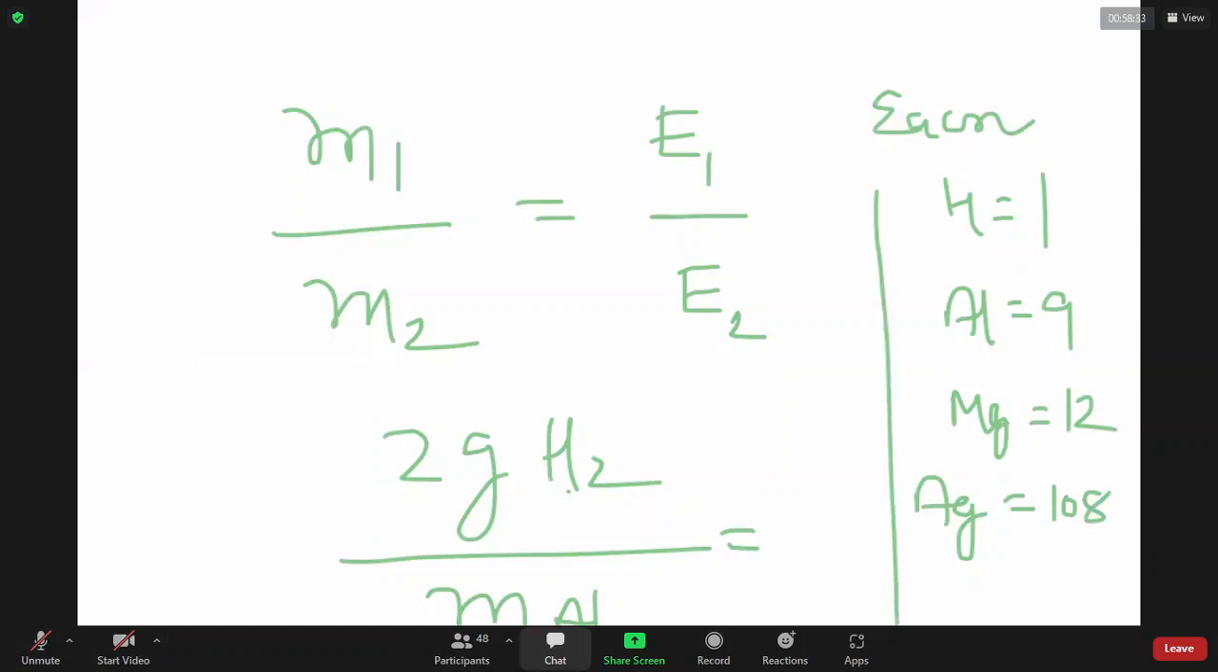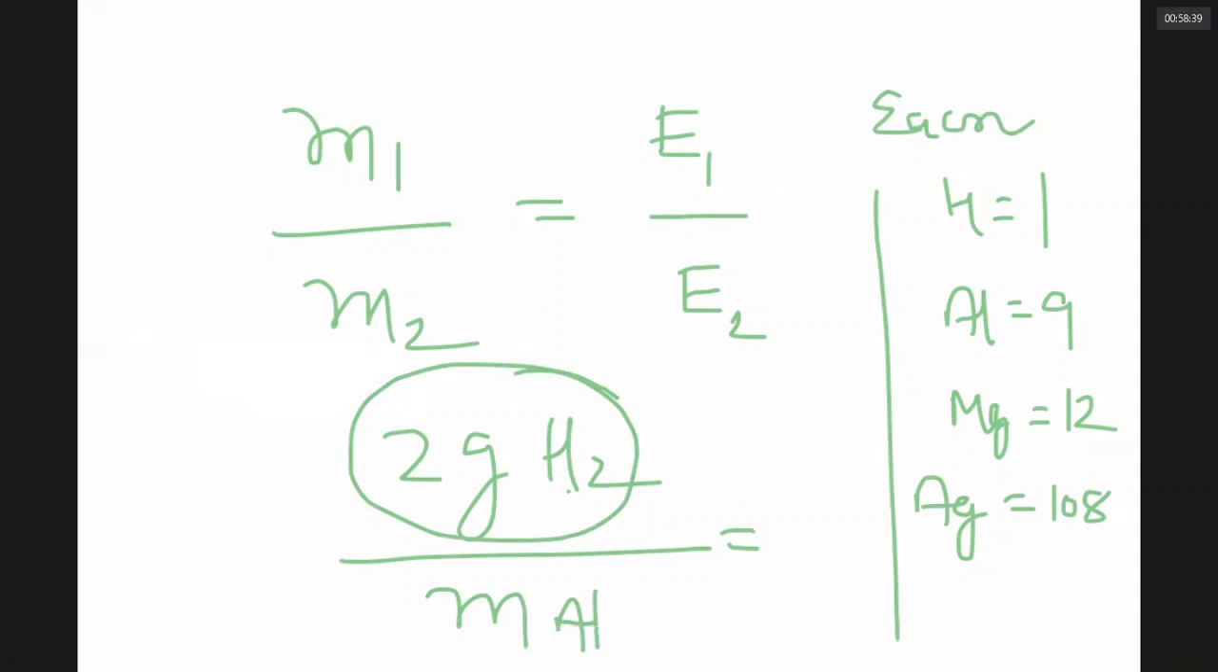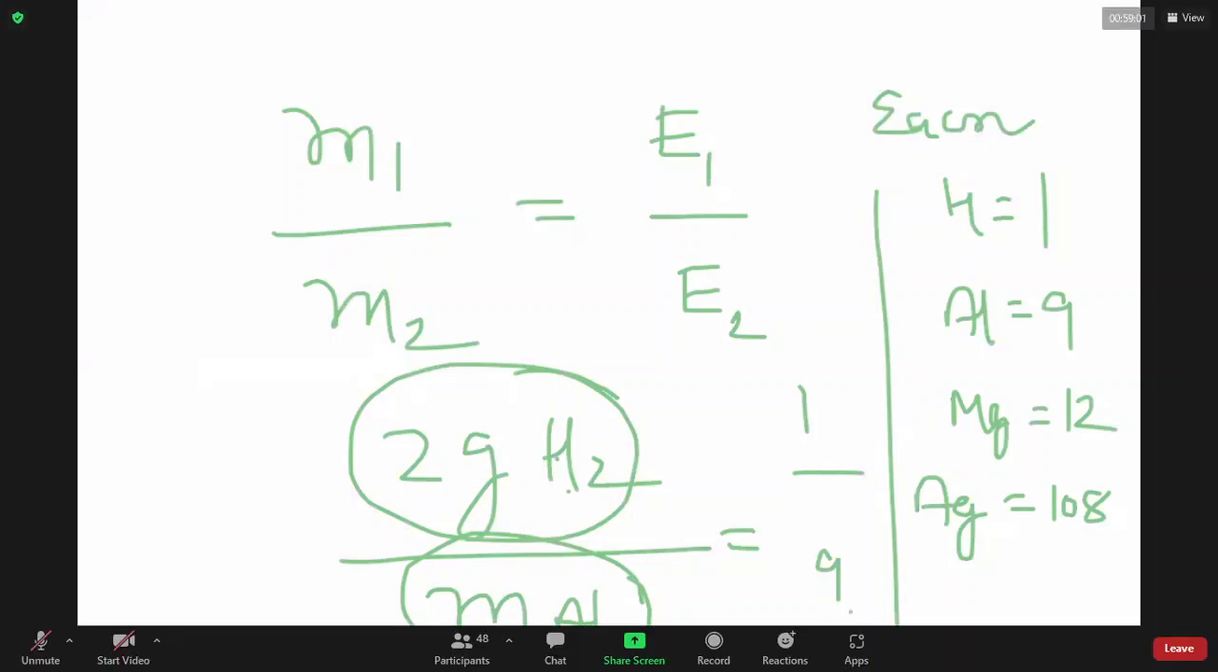So if I am getting 2 grams of hydrogen in electrolysis, if I pass the same amount of charge through another solution of aluminum salt, what mass of aluminum do I get? 2 by mass of aluminum is equal to equivalent weight of hydrogen by equivalent weight of aluminum. Can you say what mass of aluminum I get, sir? 18 grams. I get 18 grams.